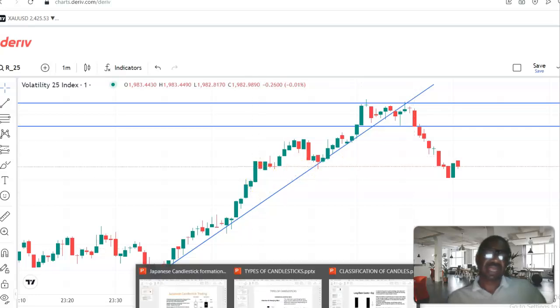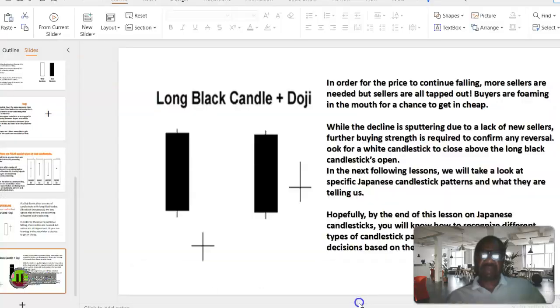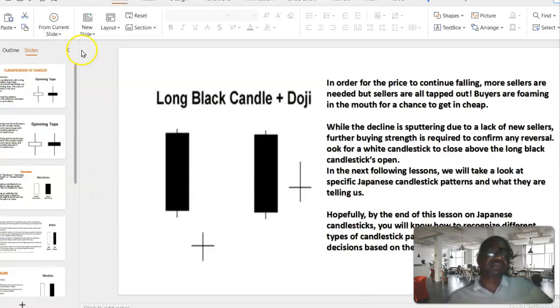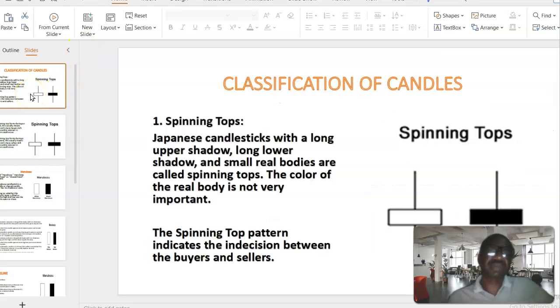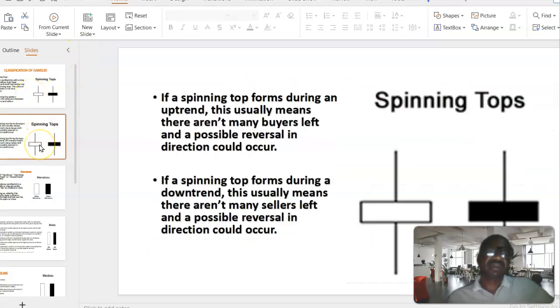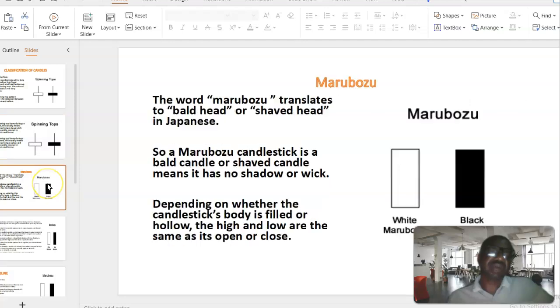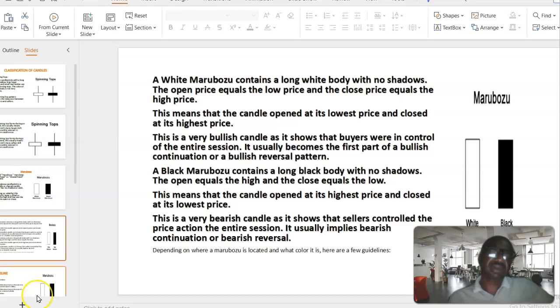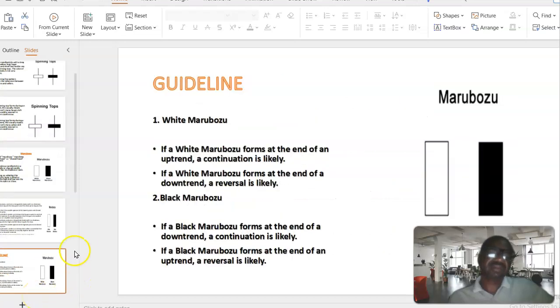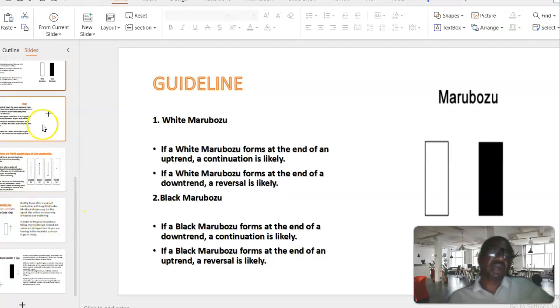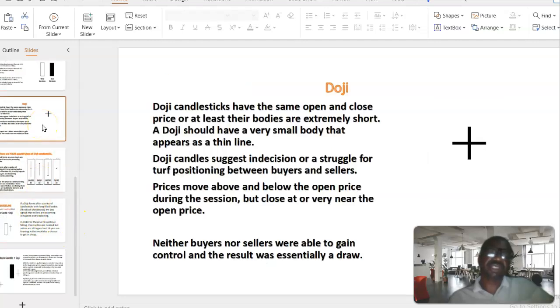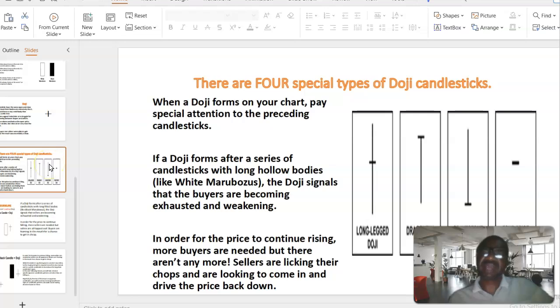So in candlesticks, we have our spinning top. Okay, we have our spinning top. We have our Marubozu candlestick. We also have our doji, and there are 4 types here.